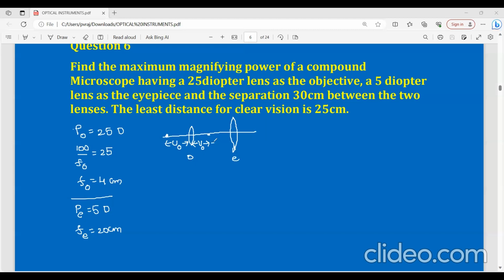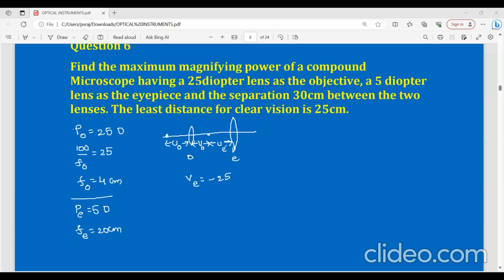And here, the image from the first lens can act as the object for the second lens only. So this can be taken as the object distance for the eye lens. And wherever the final image is formed, of course it is given as 25 centimeters. That will be V eyepiece, which is equal to minus 25 centimeters, because the image will be formed on the left side of the lens only.